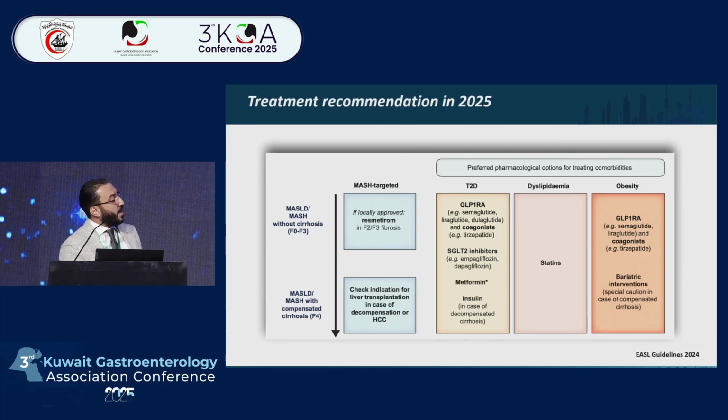If the patient has advanced cirrhosis or decompensation, always think of liver transplantation. And patients who have type 2 diabetes and MASH, the recommendation is always to go with the GLP-1 analog or GIP analog, Mounjaro or Ozempic.